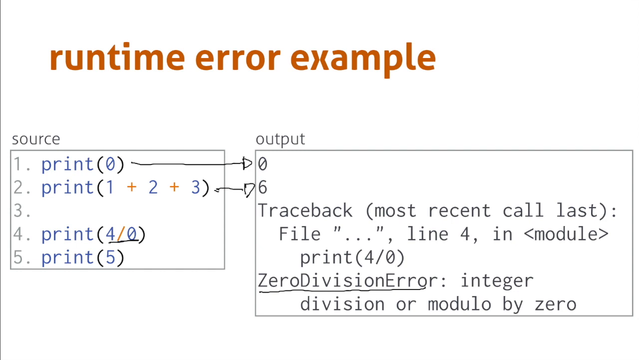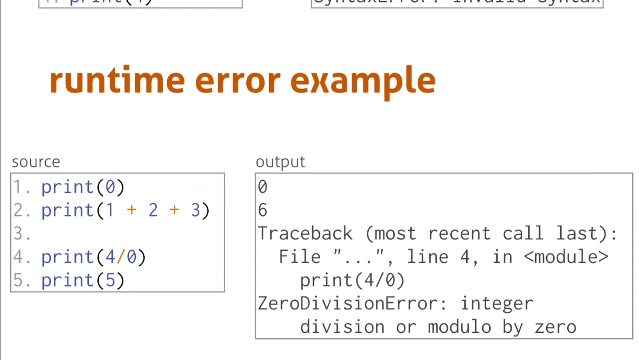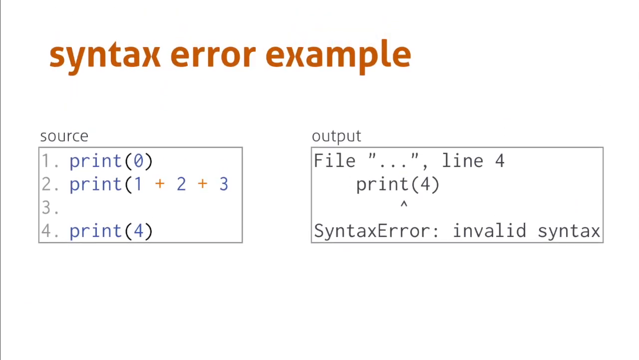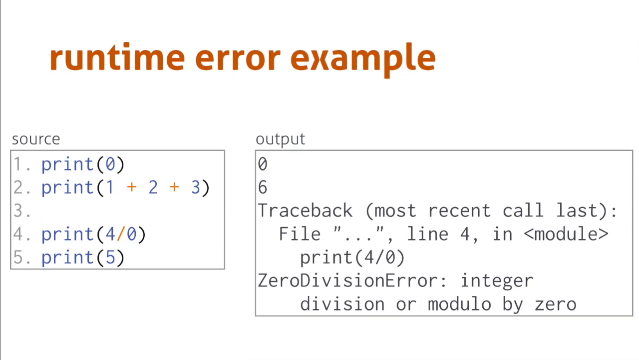This is in contrast to our syntax error example, which I'll switch back to, where Python didn't do anything from line 1 because it didn't know how to interpret line 2. So it didn't run line 1 in the syntax error example, whereas when we got a runtime error, Python did run line 1 and it ran line 2 before running into a problem on line 4. So what this means is that the Python interpreter started following these instructions and then ran into a problem.